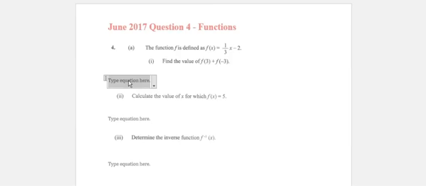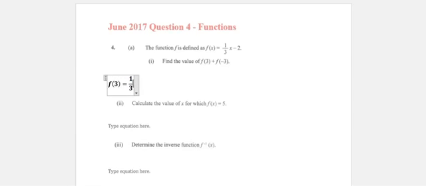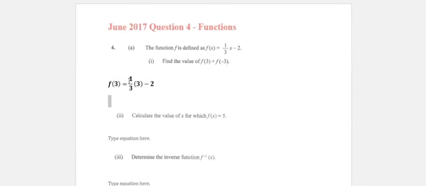So wherever we see f of 3, what this is telling us is that in the function f of x, wherever we see x, you're going to replace x with the number 3. So that is what we're going to do here. So we have 1/3 x. Wherever we see x, we're going to replace it with the number 3. So we have 1/3 times 3 minus 2. And now we can go ahead and solve.